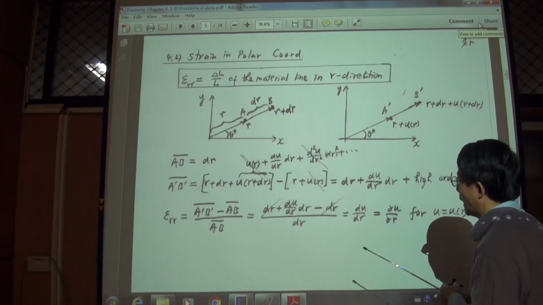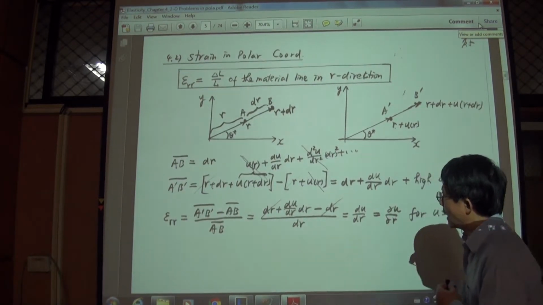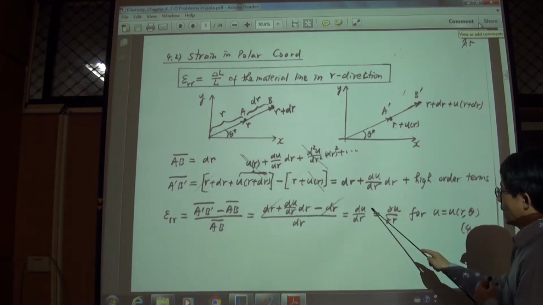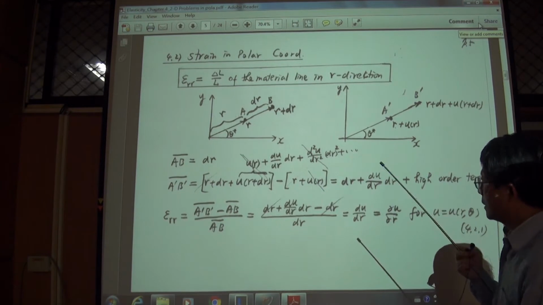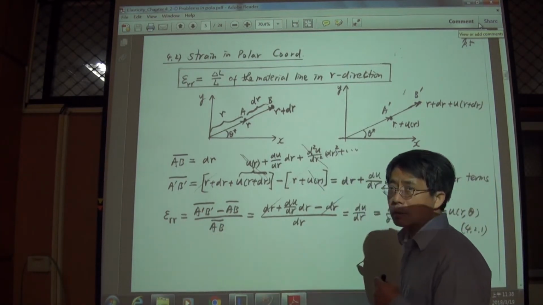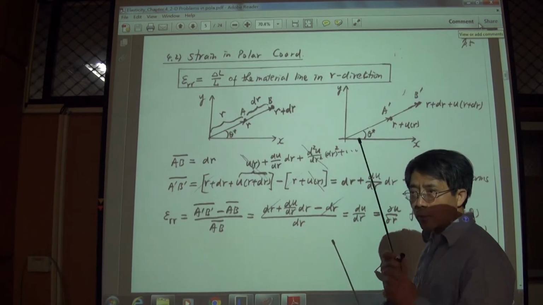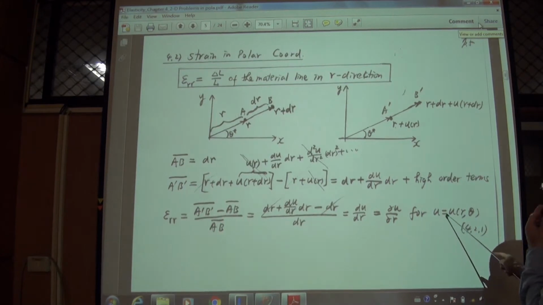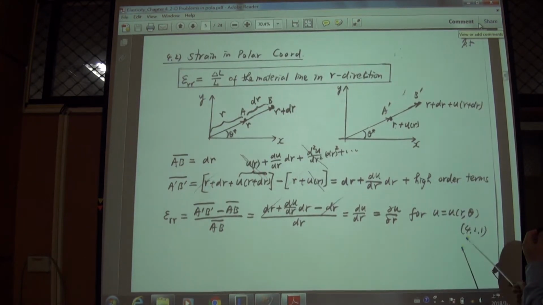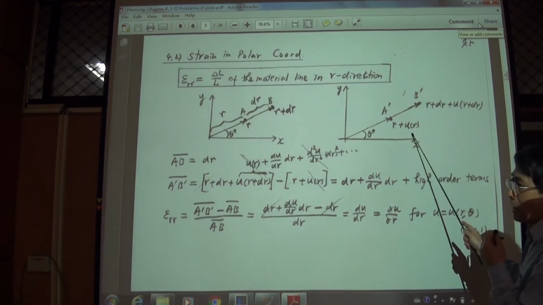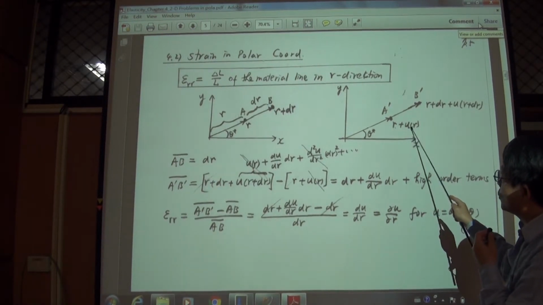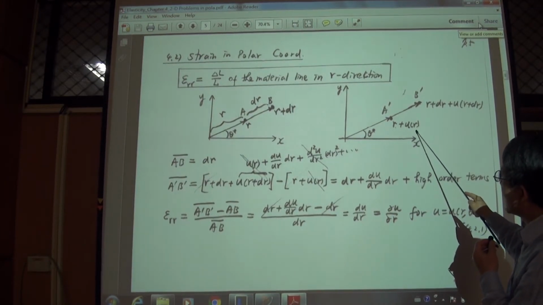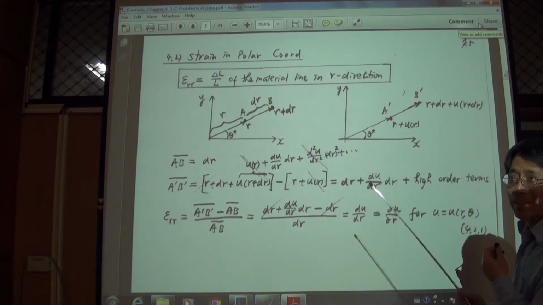Now this term and this term cancel out each other, and this one can be cancelled out. So finally, we end up with the term du/dr equal to epsilon rr. Here, u is the displacement in the r direction. But remember, u is in fact a function of r and theta. For convenience, we use the simplified symbol u_r, but actually you should include theta here to make it complete.